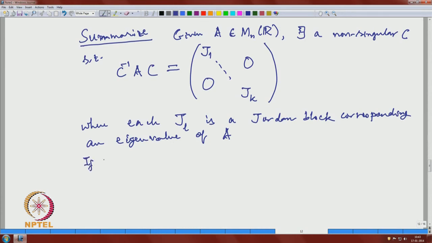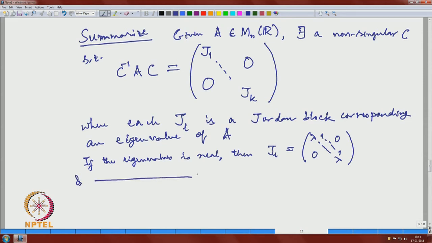If the eigenvalue is real, then Jl will be very simple: lambda on the diagonal and 1 above it. Each Jl might contain several blocks. This is not the only possibility; there will be several blocks. And if the eigenvalue is non-real, then this will be just B2, B2, I2. That is the only difference.